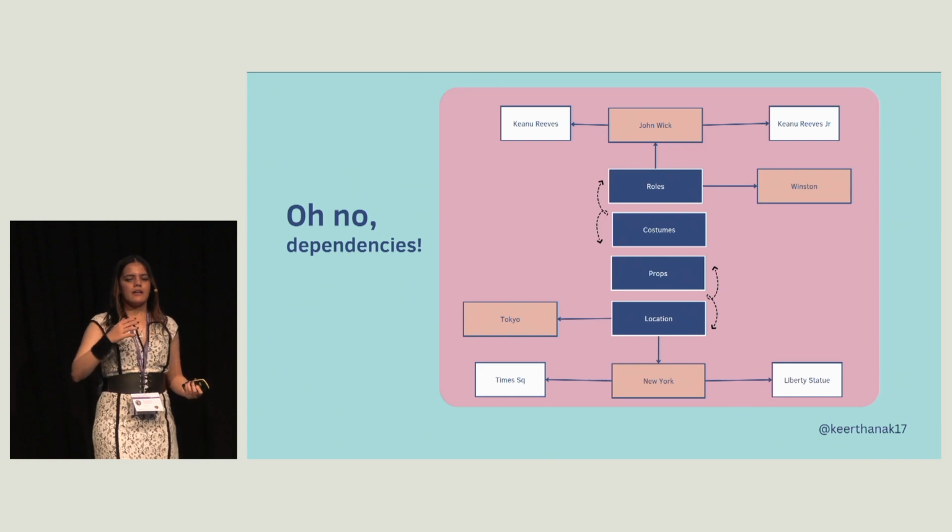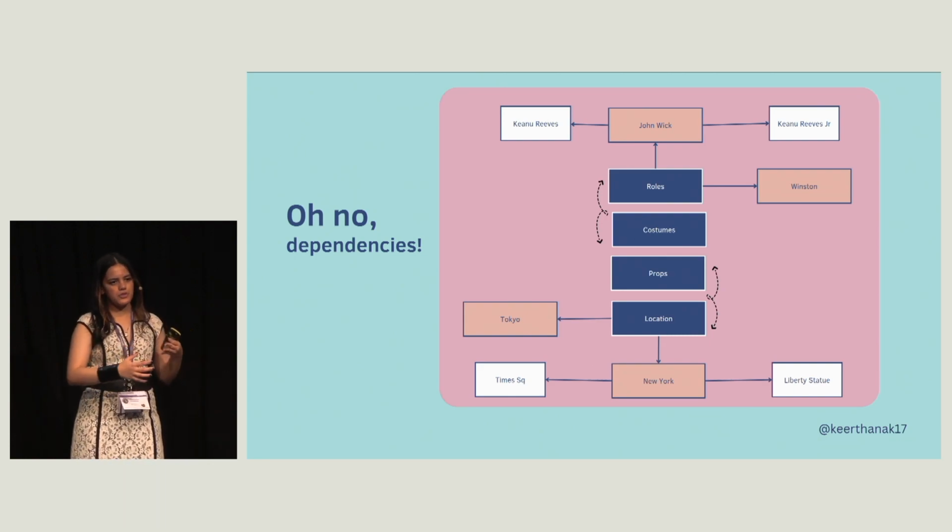Again, for props, based on how the location changes, I do want to change the props used in a particular scene. So each of these data points is not as isolated as I would like to believe. So if I do have such a condition, how do I solve it? In React, there is a very simple solution when you have dependencies. What is that? We use a useEffect.